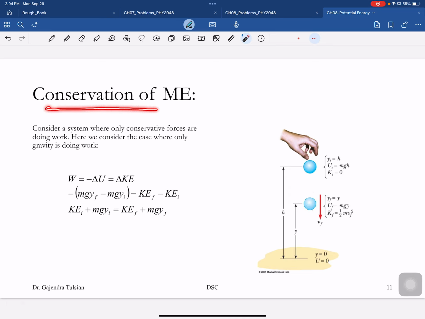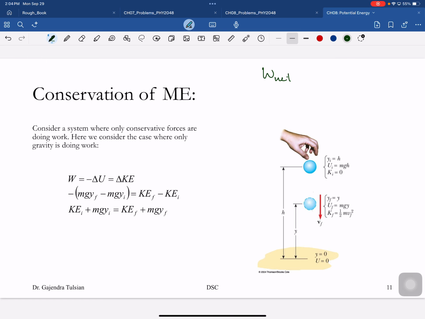Okay, so conservation of mechanical energy. Let's say you drop an object or you throw the object up and whatnot. We'll consider the situation when only conservative forces act. So in this case, only gravity is acting. What we're saying is drag forces are negligible. Drag forces are friction forces.